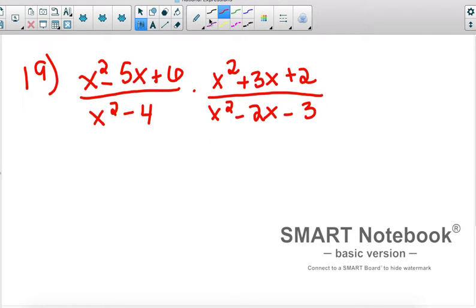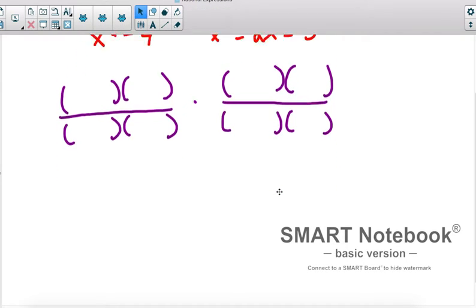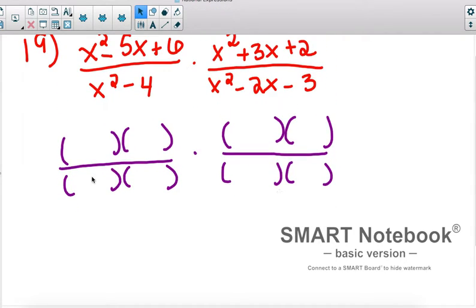Okay, let's factor. So I like to set up my problems like this because these are all gonna factor like the AC method. Okay, this watermark is really annoying, but it should be fine if I scroll up. Okay, so for the top, really quickly, what does that factor to?